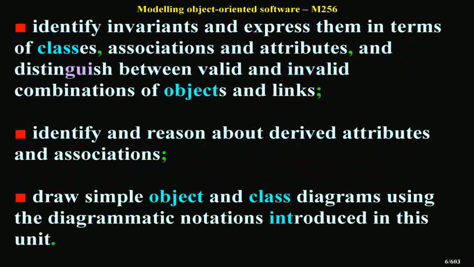Identify invariants and express them in terms of classes, associations and attributes, and distinguish between valid and invalid combinations of objects and links. Identify and reason about derived attributes and associations. Draw simple object and class diagrams using the diagrammatic notations introduced in this unit.